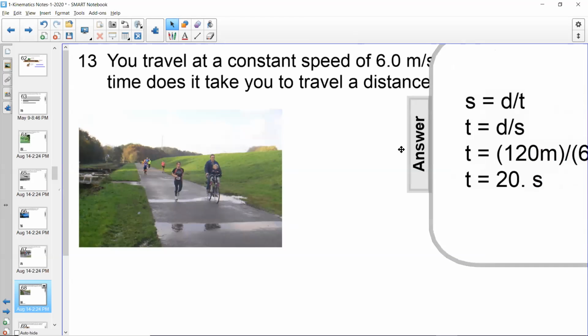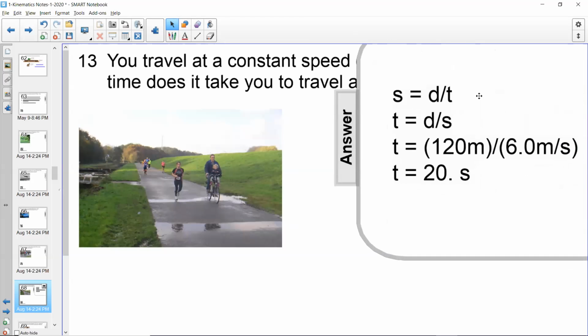In this case, we're thinking if speed is distance over time, time would be distance over speed, just rewriting the algebra. And so 120 meters divided by 6 meters per second, the meters cancel and give us 20 seconds.